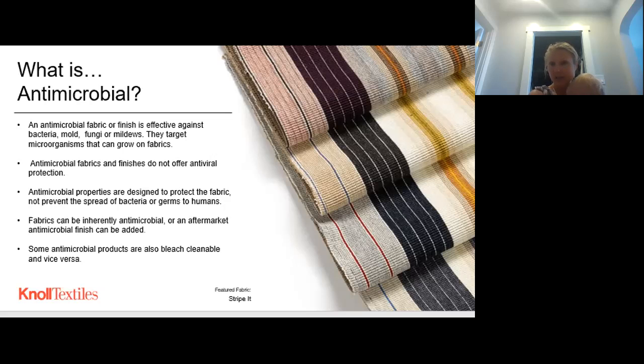We stock products that are inherently antimicrobial and those that have an antimicrobial treatment added before they come into our warehouse. We also offer products that are approved to receive an aftermarket antimicrobial finish, meaning the fabric is purchased and then we send it to a finisher for treatment before ultimately shipping it to you. Any fabric that is sent out for finishing can or will incur additional costs and lead times. And it is important to remember that this could affect the color and hand of the fabric. Finally, some of our antimicrobial fabrics are also bleach cleanable and vice versa.